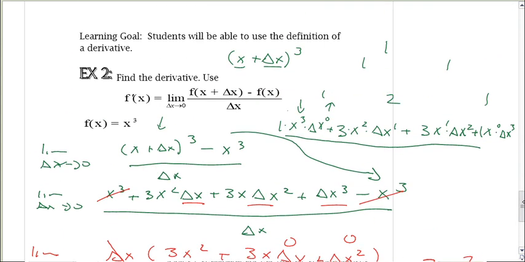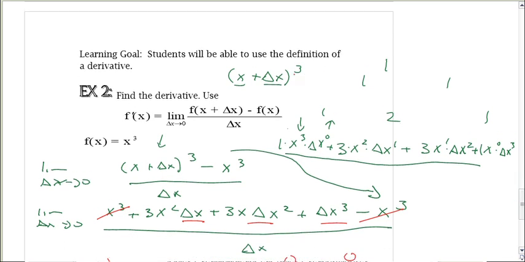Alright, so that's all the time we have. Let's see if we hit the learning goal. Students will be able to use the definition of a derivative. I truly think you'll be able to do this. I'll see you in the next video.